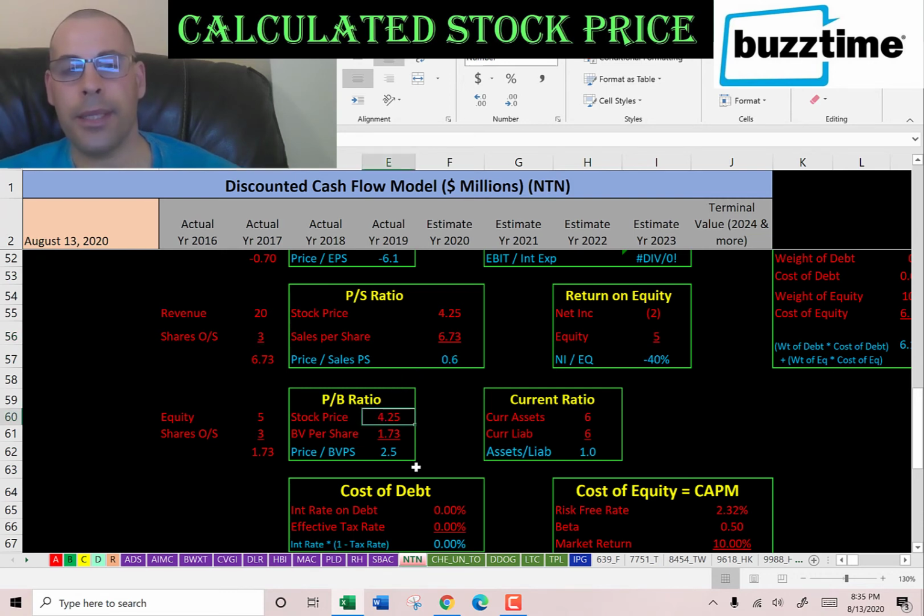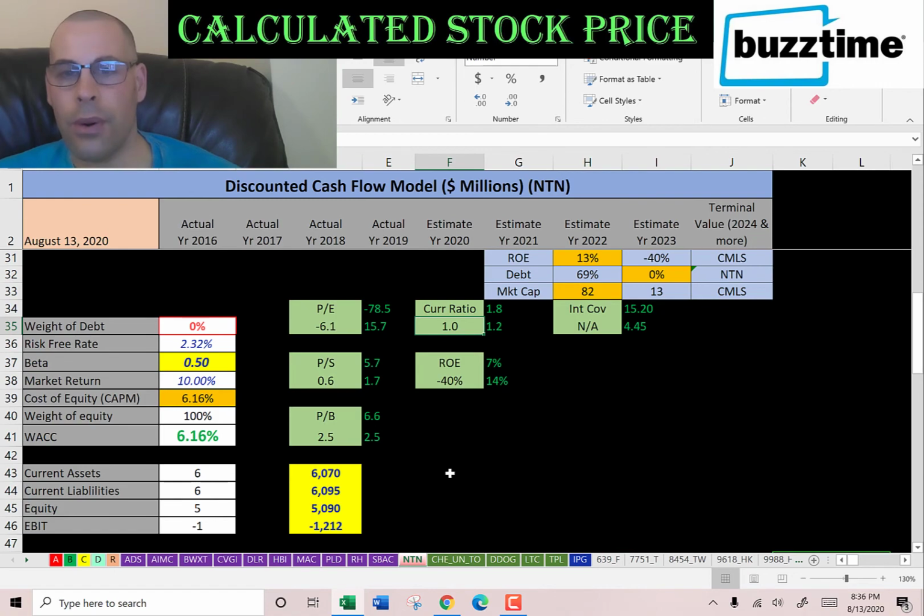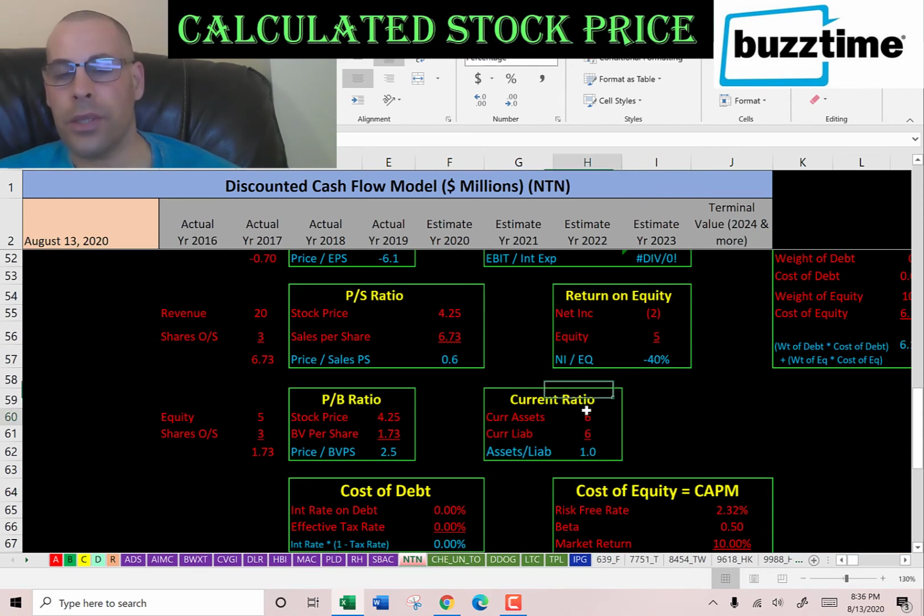Price to book is stock price over book value per share. To get book value per share, that's equity over shares outstanding. I like to see it below 3.5, they're at 2.5, so investors are paying $2.50 for $1 book value. The current ratio is okay, negative ROE. Current ratio is current assets over current liabilities, so they can just cover their current liabilities. ROE is net income over equity, but they have negative net income, so they have a negative ROE.